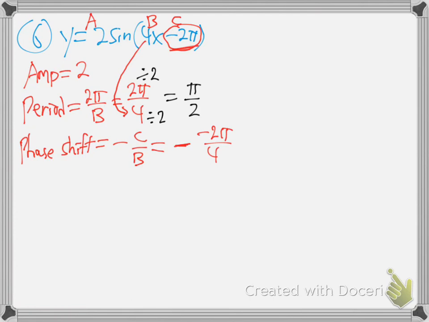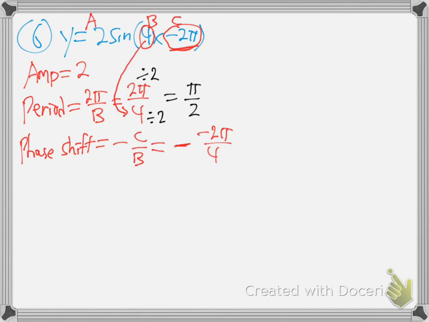So let me slow down there. Is that okay so far? Does everybody see what I did there? So the formula for phase shift is negative C over B. So there's the negative in the front. And then C is negative 2 pi, and B is the number in front of the x. It's not the x itself, it's just the number in front of the x, just the 4.